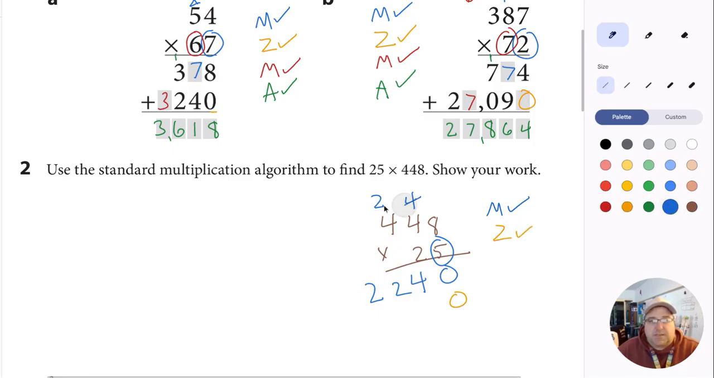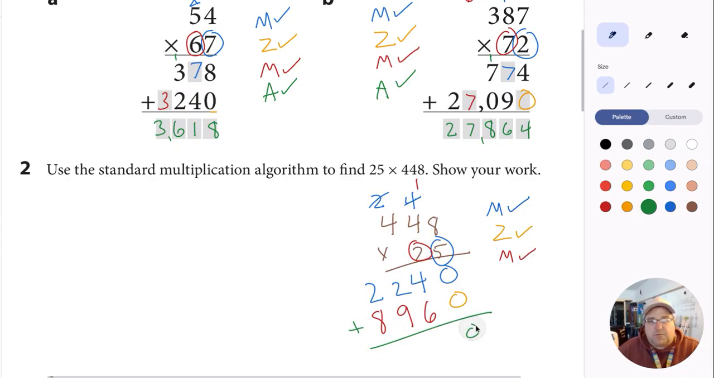And I'll just cross these guys off so I don't get confused later. Next, we're going to multiply again, this time with the 2. So 2 times 8 is 16. 2 times 4 is 8, plus 1, so 8, 9. So we got to put a 9 here, because we had the 8 plus the 1 more. And then 2 times 4 is 8. Cool, done with that.